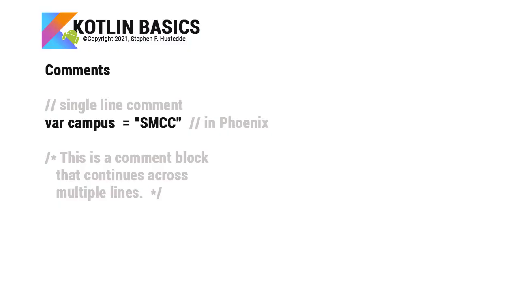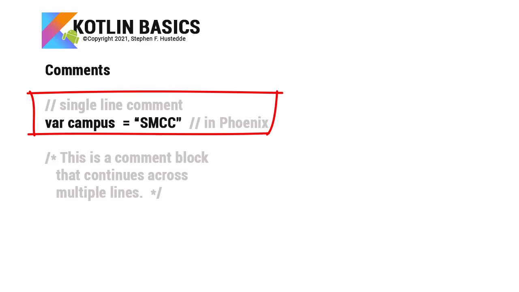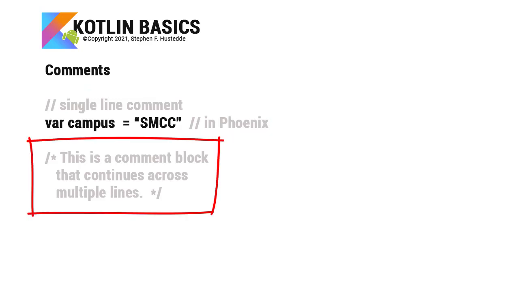Comments in Kotlin are really no different than what you're probably used to in using Python or C# or Java. 2 slashes create a single line comment, and that can be at the end of a statement, so anything after the 2 slashes is ignored by the compiler, and you can do a block comment with the /* and concluding it with the */.